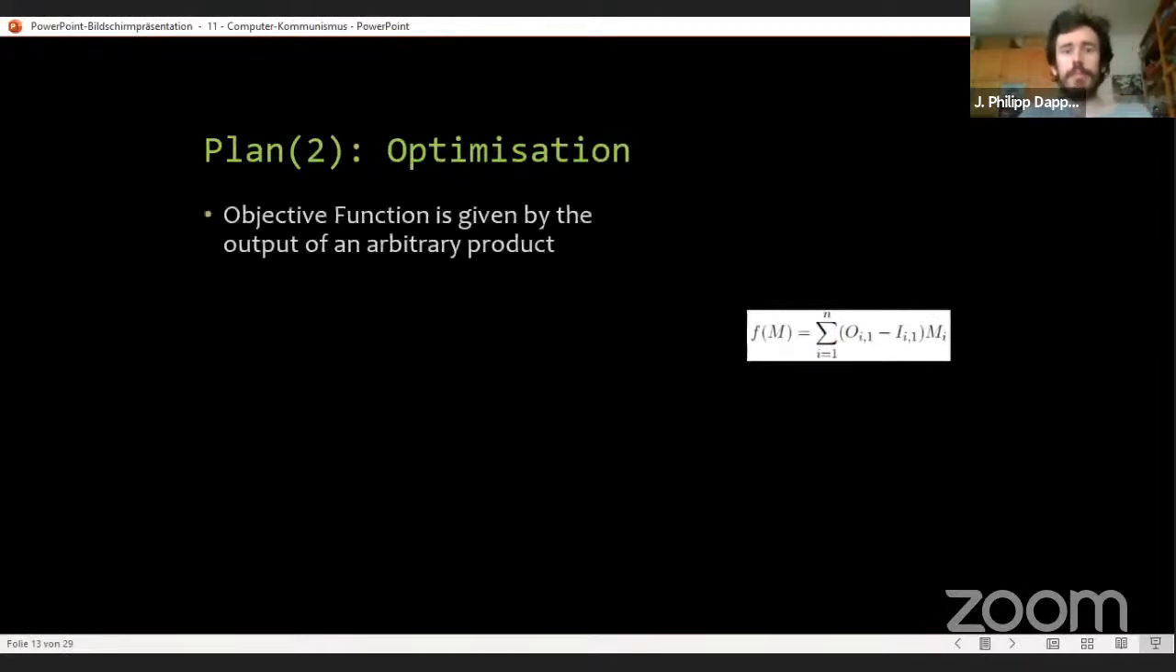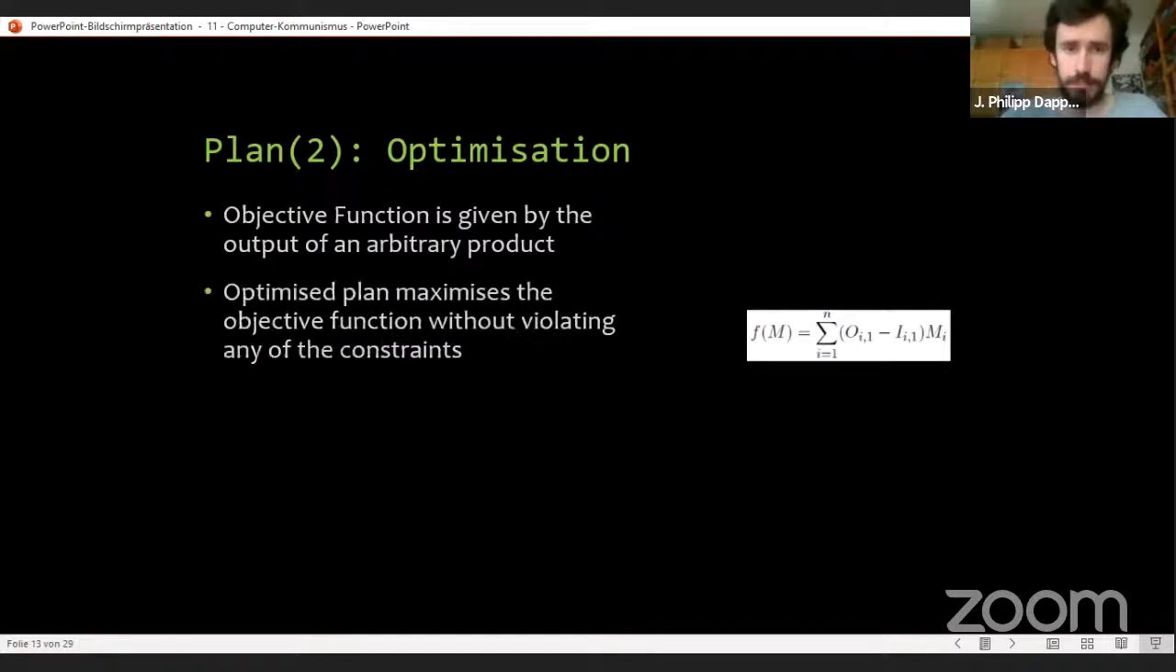Okay, so we have the constraints under which the optimization has to take place. But now an optimization is always in mathematics, the maximization of some function. So you have some mathematical function and you want to find the maximum value of it. And this function is called the objective function. And the objective function in my model is given by the output of an arbitrary product. So this can be any of the consumer products in the economy. It doesn't really matter which one. We can take corn, for example.